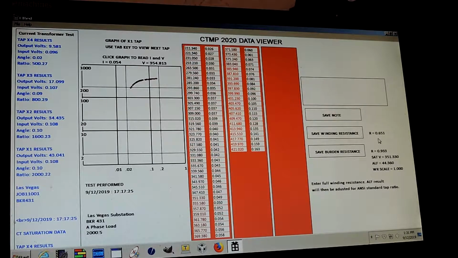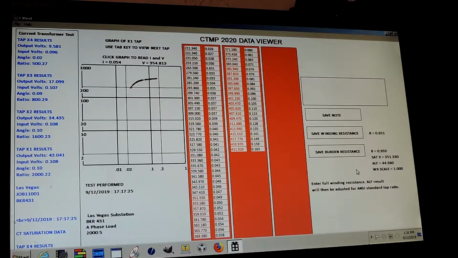The CTMP does do burden. 0.933 is the burden impedance. It of course has the saturation voltage and calculates the ALF value. The WR scale is a value that scales the winding resistance per the ANSI standard tap. In other words, you just take the winding resistance across the whole winding, and then it takes the proportion of that when it calculates the accuracy limit factor.